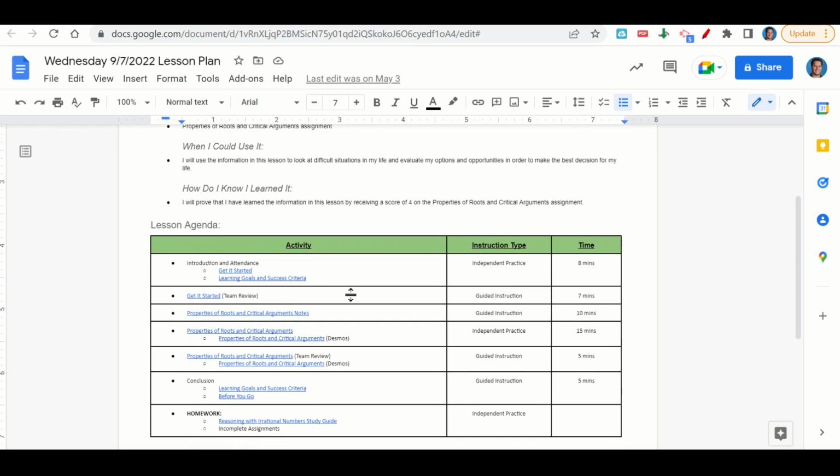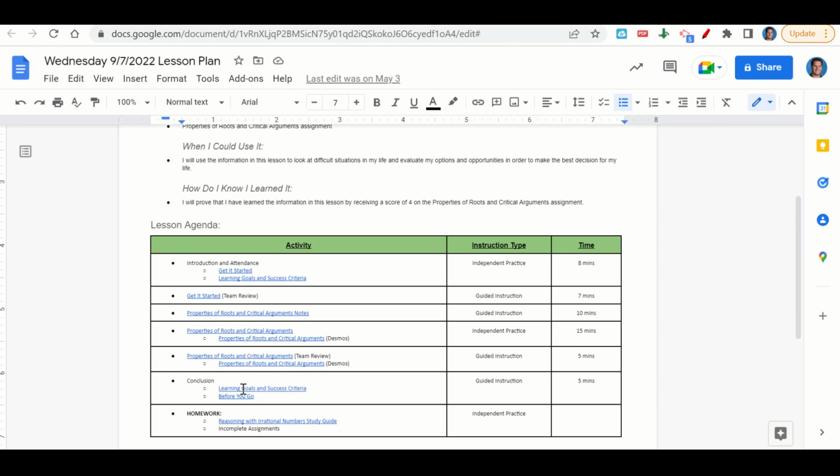Now let's take a look at our agenda for today. We will begin by going over our learning goals and success criteria. While we do that, you'll fill out your Get It Started. Once you've completed your Get It Started, we'll go over it together and answer any questions that you may have. After that, we'll go over the properties of roots and critical arguments notes, and then I'll give you time to complete the properties of roots and critical arguments assignment on Desmos. Once you've completed the assignment, we'll go back over it together and answer any questions that you may have.